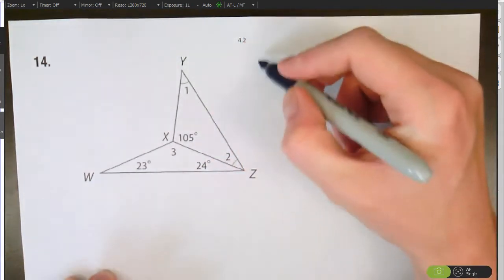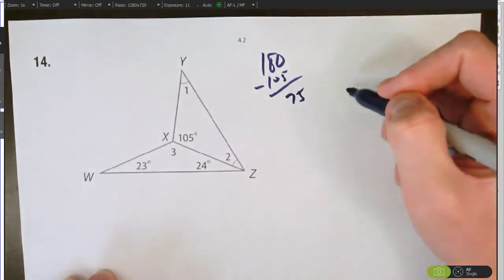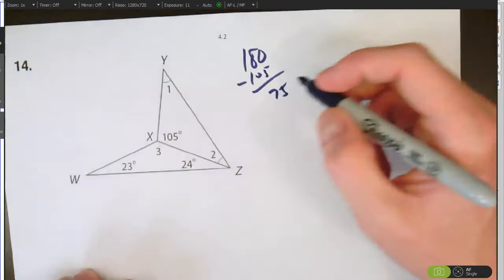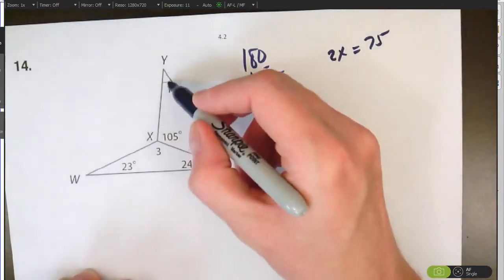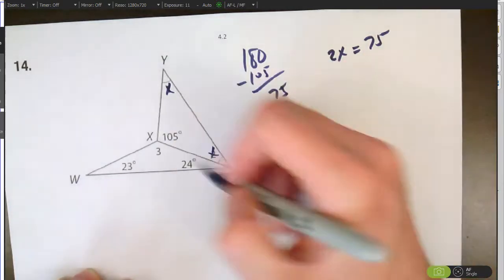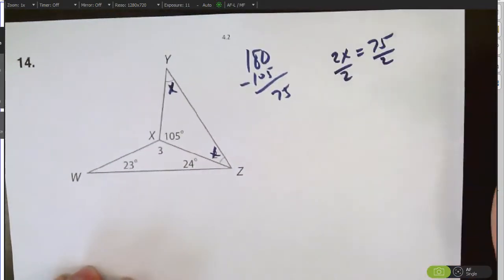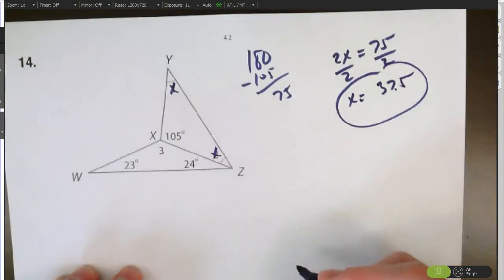is 105. So since the triangle is 180 degrees and you take off 105 of it, that leaves you with 75 degrees. That means angles 1 and 2 have to add to 75, and they have to be the same. So really, 2x is 75, or because you could think of this as x and x, so x plus x is 75. Or what a lot of people just say is, well, can I just divide it in half? Yeah, you can. So x is 37 and a half.